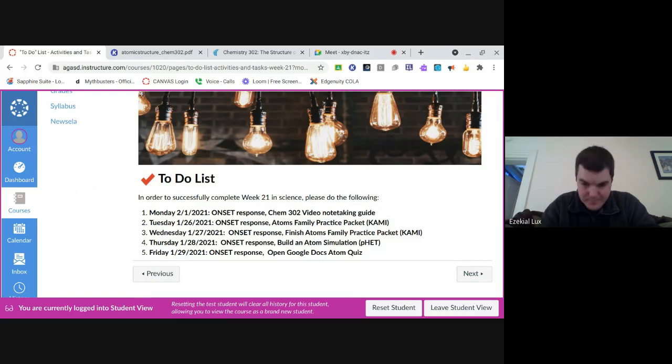Thursday, I plan to move the build an atom simulation till then. That is using one of those PHET websites that do the simulations. We're going to build an atom with buckets of protons, neutrons, and electrons, and then we're going to ask you to do some different things. And then Friday is going to be an open notebook, open Google Docs atom quiz.